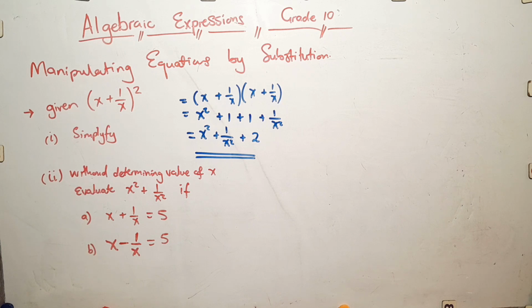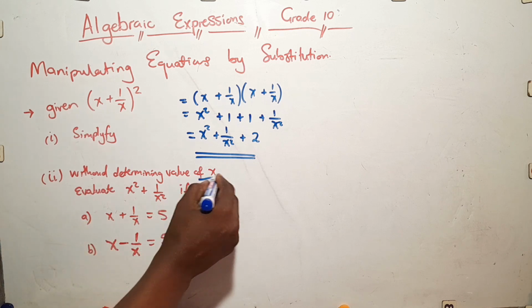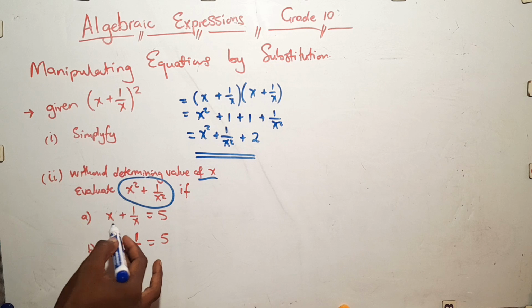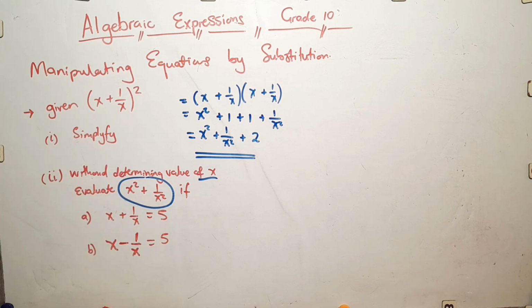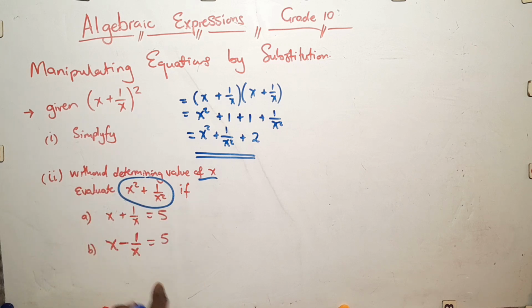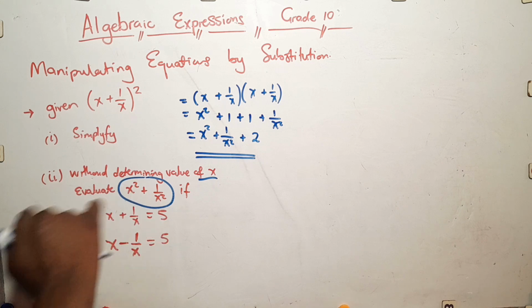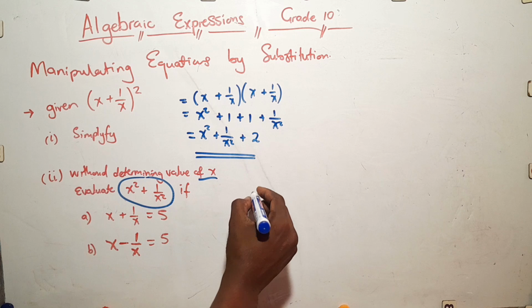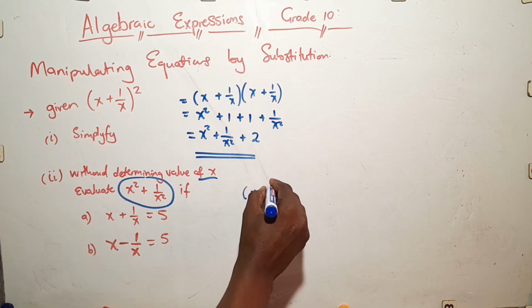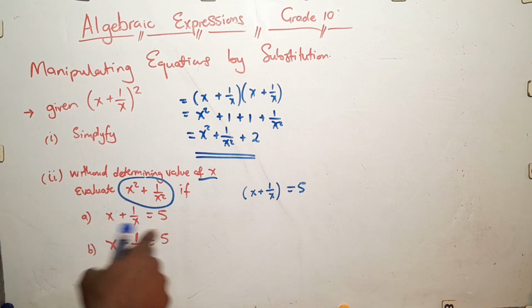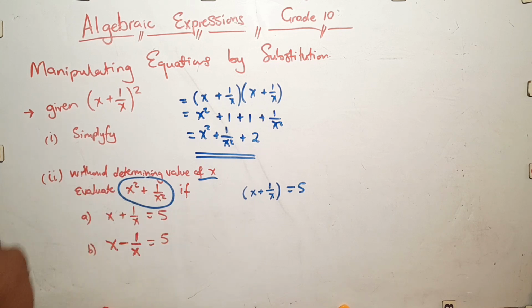So the second question is saying, without determining the value of x, evaluate this. So we must find the value of this if we are given that x plus 1 over x is equal to 5. So what are we supposed to find? We are supposed to find x squared plus 1 over x squared. But we are given that this plus that is equal to 5. But we can see that what we want is in squared. So it means that we can take this equation and we can square both sides. So if we take that equation, this will be x plus 1 over x being equal to 5. This is what we are given, right? So we can square both sides in order to have something like this in squares.